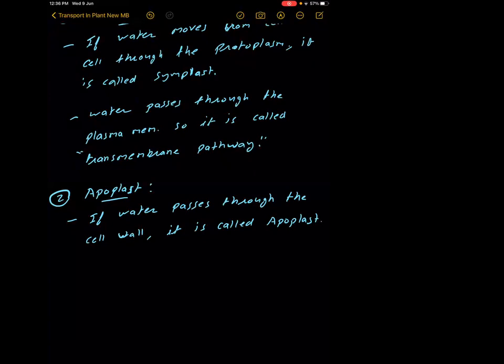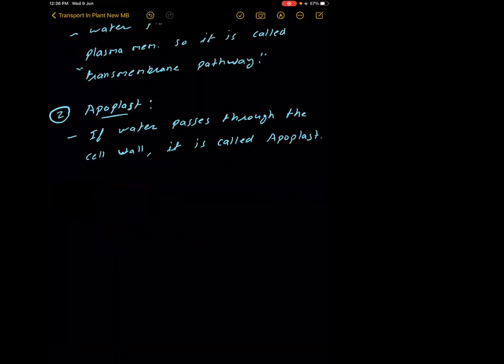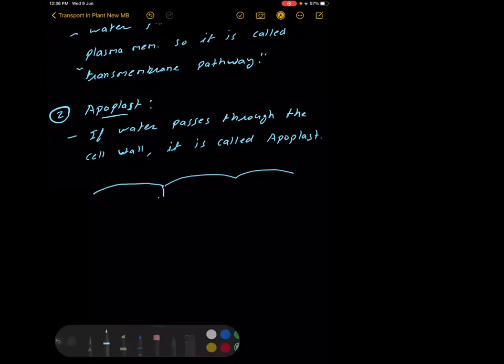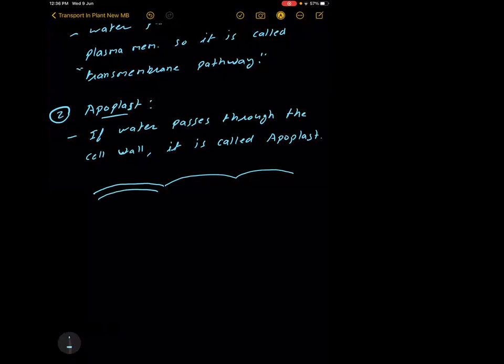So apoplast means non-living. Symplast is living. I'm showing you in the diagram here, it will be easy to understand. This is the cell. It is also given in NCERT, I think. These are different cells. So it passes through plasmodesmata. Plasmodesmata is possible.